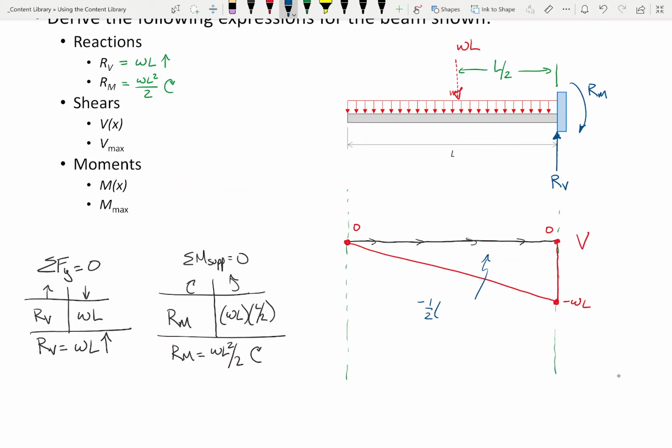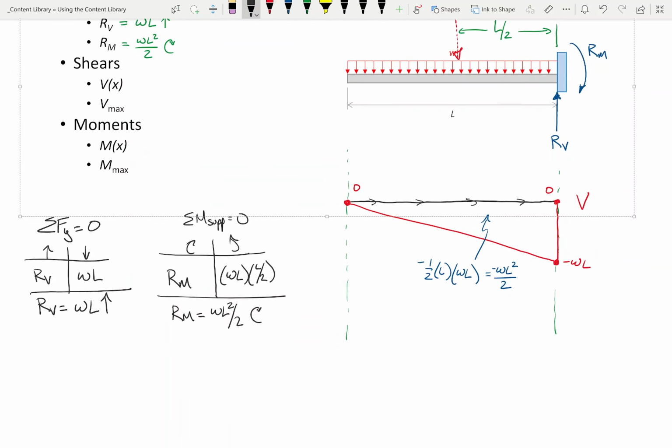What's the base of this triangle? L. And the height is going to be wL, right? So that is negative wL squared over 2, right?